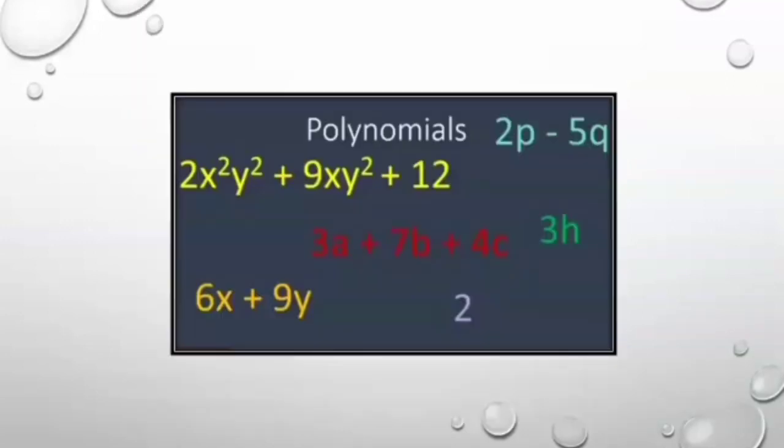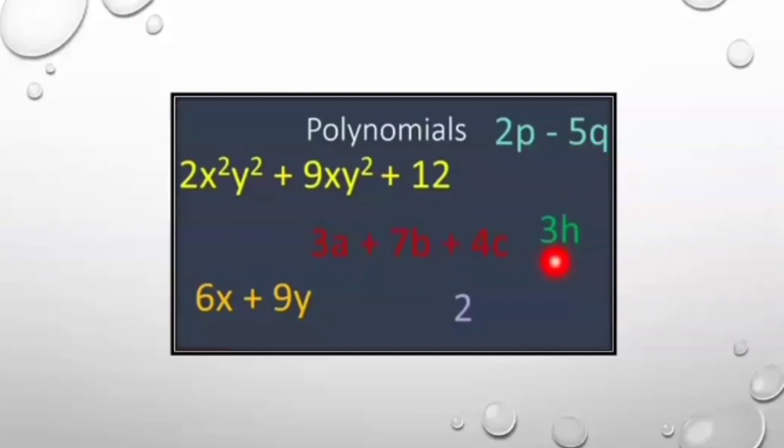Look at the examples here. Here you can see this polynomial 2x square y square plus 9x y square plus 12. It has three terms. So this is trinomial. Look at this 2p minus 5q. It has two terms. So this is binomial.